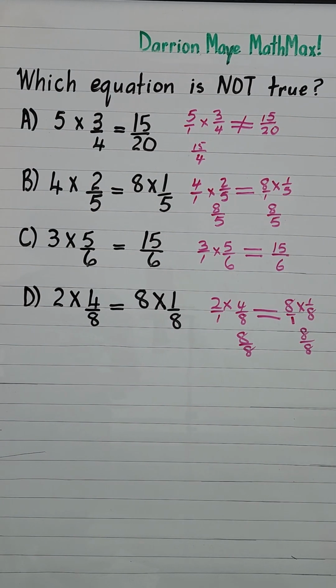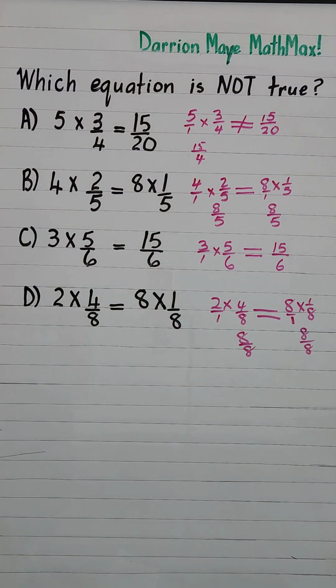So option B: 4 times 2 is equal to 8, and 1 times 5 is equal to 5, and that is equal to 8 times 1, 8, and 1 times 5 is 5. So 4 times 2/5 equals 8 times 1/5.